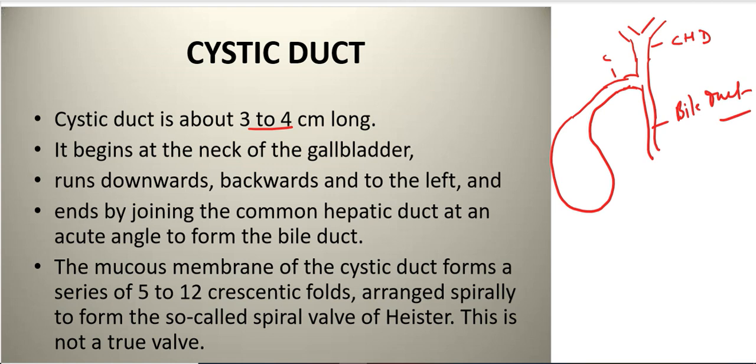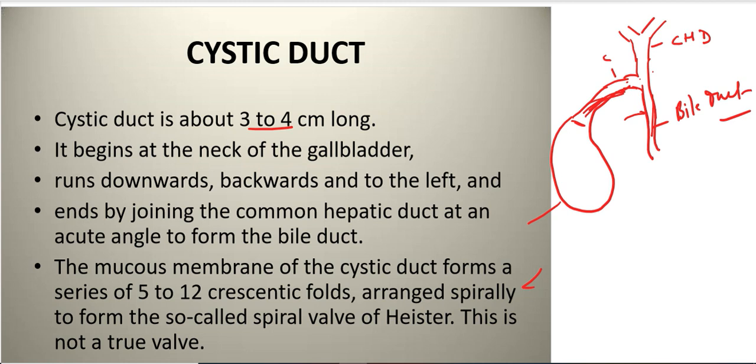So first, cystic duct starts from the neck of gallbladder. This is the neck of gallbladder. Then it runs downward, backward and to the left. This is to the left, and joins common hepatic duct, then continues as bile duct.